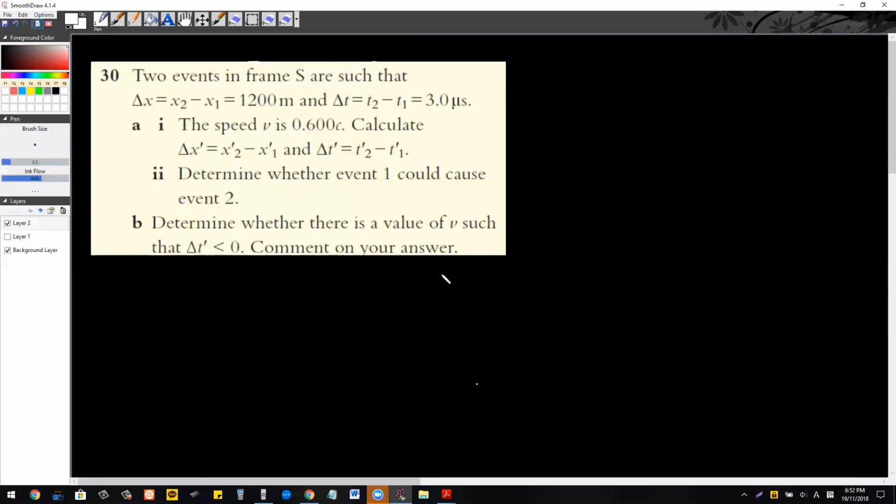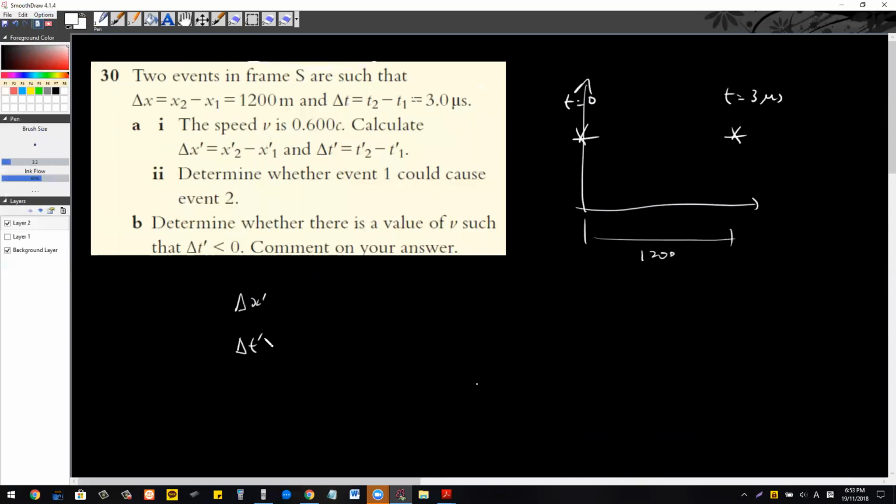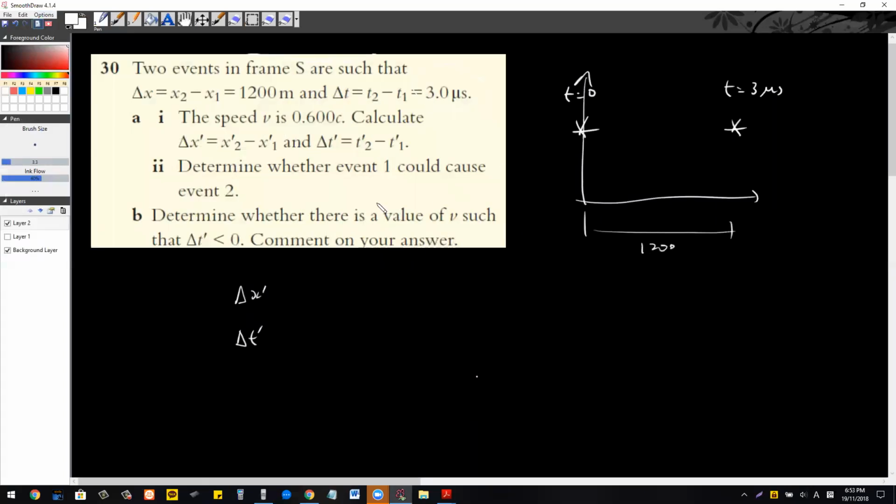All right. Same scenario, but this is a bit less time. According to this frame S, something happens here and then something happens here, and time over here is 3 microseconds, time over here is 0 microseconds, and the gap between these two is 1,200. Now, what is going to be the delta x dash and delta t dash according to the spaceship?